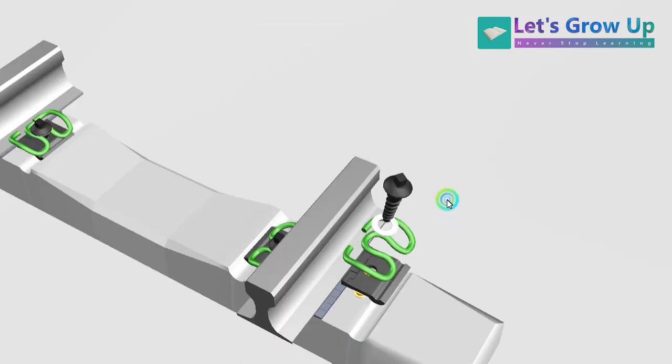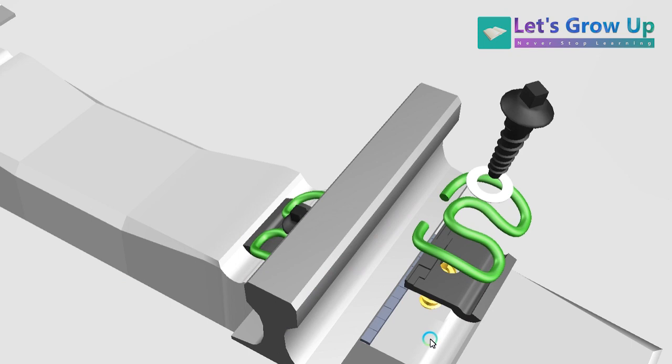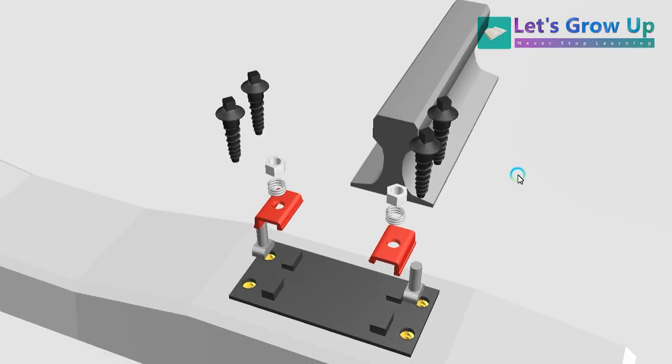So these four parts are very, very important. The four clips are very, very important. Today in this video I already covered these four clips: E clips, KPO clips, W type clips and Nabla clips. If you have any doubt, you can share with us.